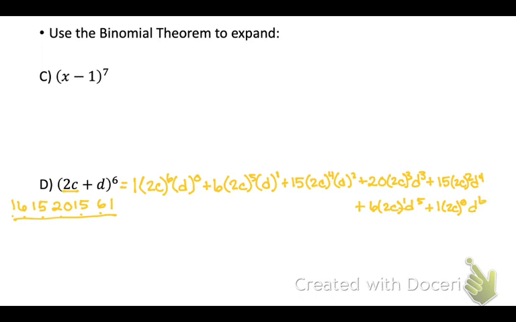Now, do I have to write this D to the 0 at the beginning and the 2C to the 0 at the end? I mean, yeah, kind of. You don't have to, but you should know it's there, right? Okay, so you guys simplify and I'll simplify, and we better get the same thing. Hope so.